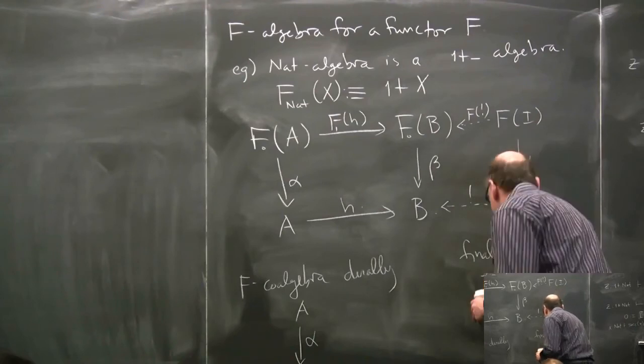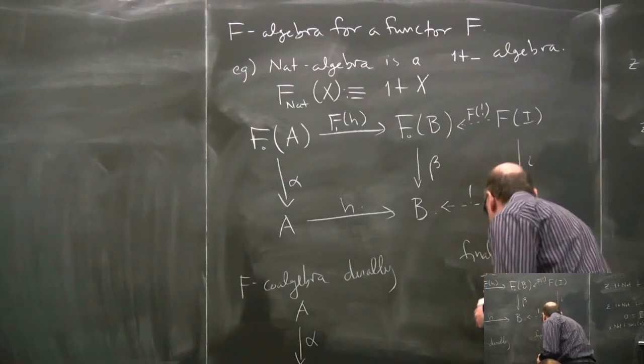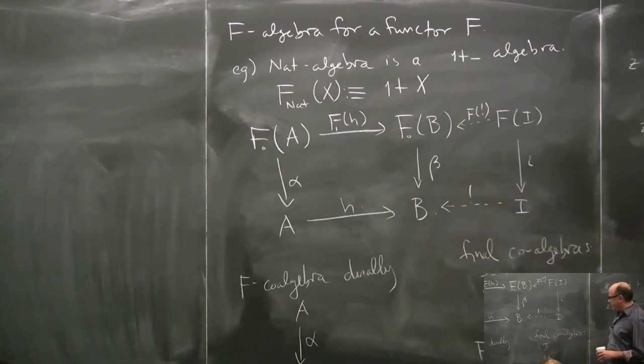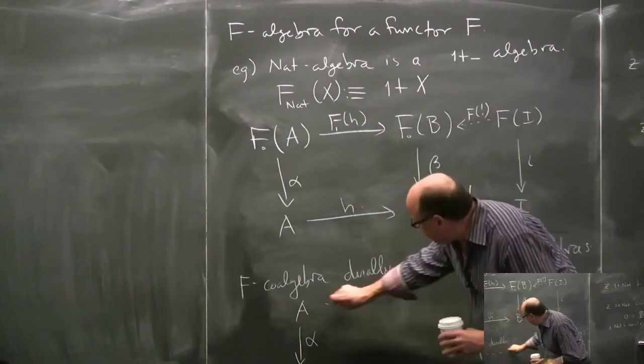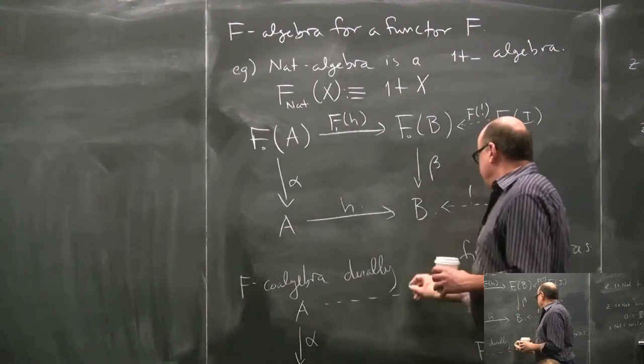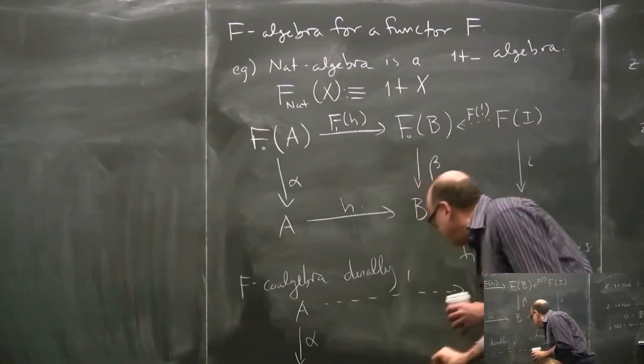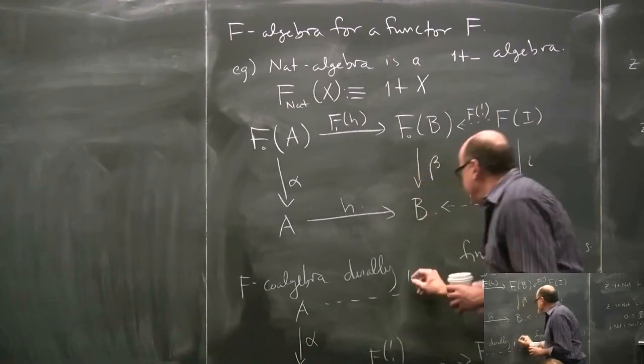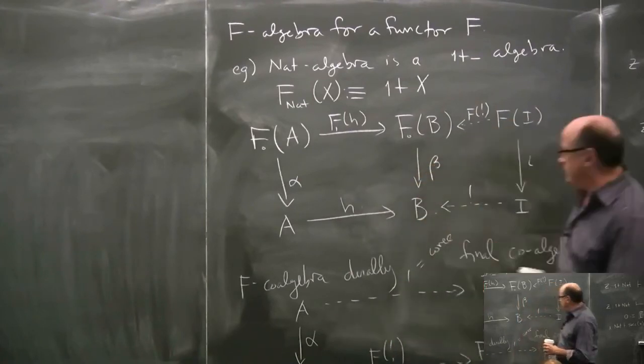So a final coalgebra will be like F that goes from here to F of J. Okay, and what does it mean? It means you have a unique map to it, such that this diagram commutes. This is F of bang. And this thing is called the co-recursor.